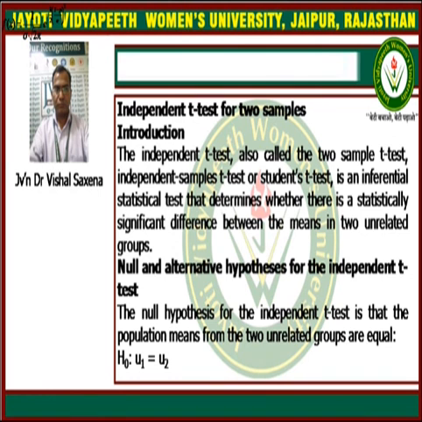Null and alternative hypothesis for the independent t-test. The null hypothesis for the independent t-test is that the population means from the two unrelated groups are equal. So the null hypothesis which we have assumed is that the population means from the two unrelated groups are equal. So H0 means that mu1 is equal to mu2.